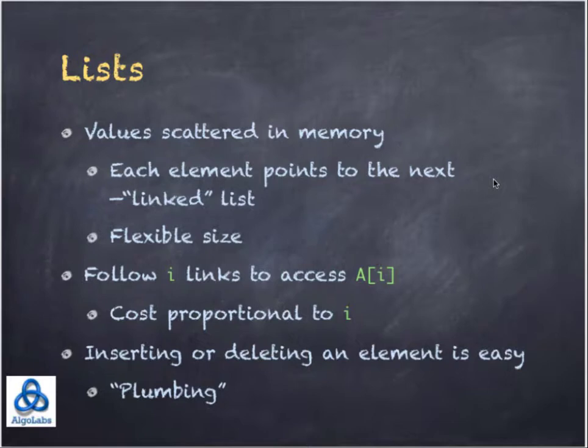On the other hand, because these things are flexibly linked together, we can always insert an element between two other elements by just shifting the pointers around locally. So we can do some kind of plumbing, just the way we can insert something in a piece of pipe by cutting the pipe and having a bypass. In the same way, we can bypass a pointer and add a new value.